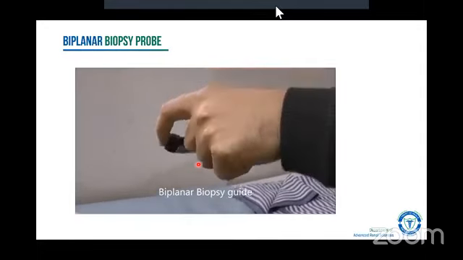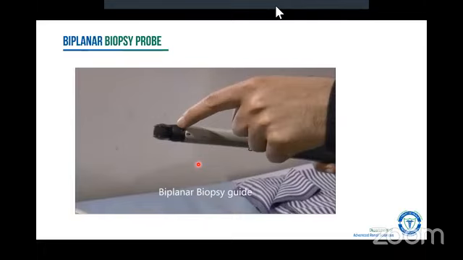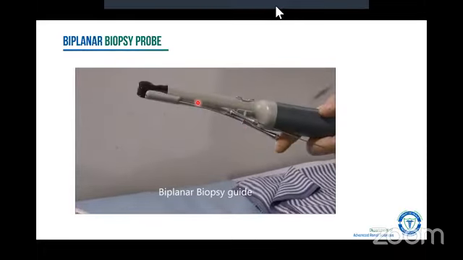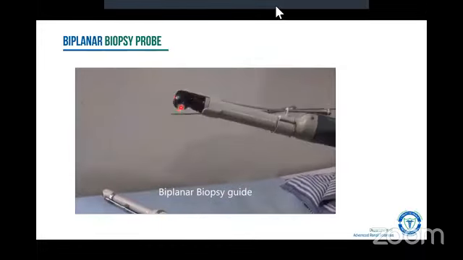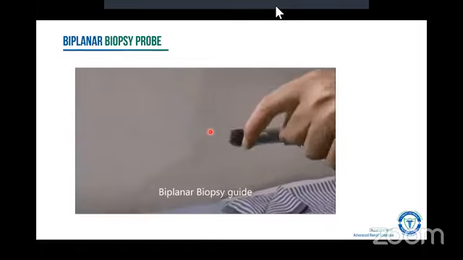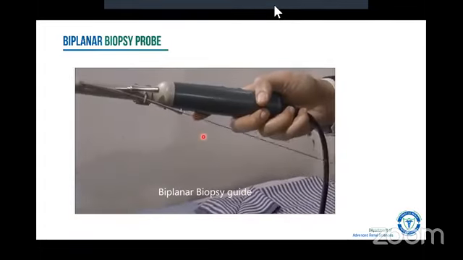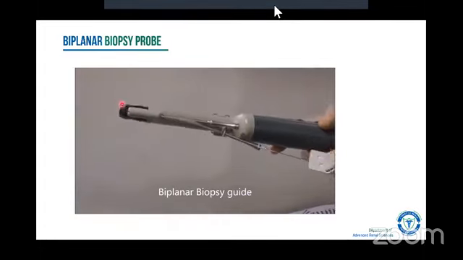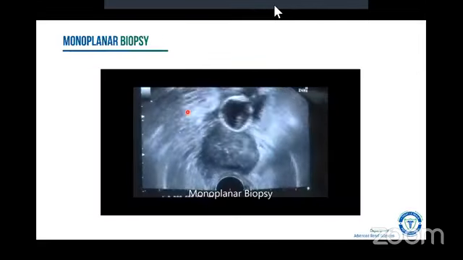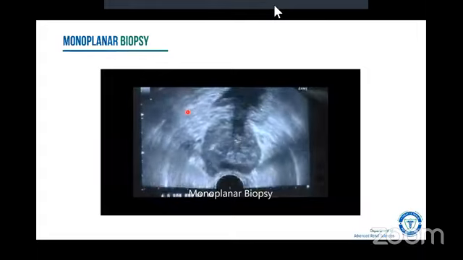Just to get our basics right, when you are doing a biplanar biopsy, the needle will appear in front of the transverse and the sagittal array. You can see the orientation of the needle. But if you are using the end fire, just like the monoplanar end fire, it will appear to one side of the end fire array. This is how you conduct a monoplanar biopsy.